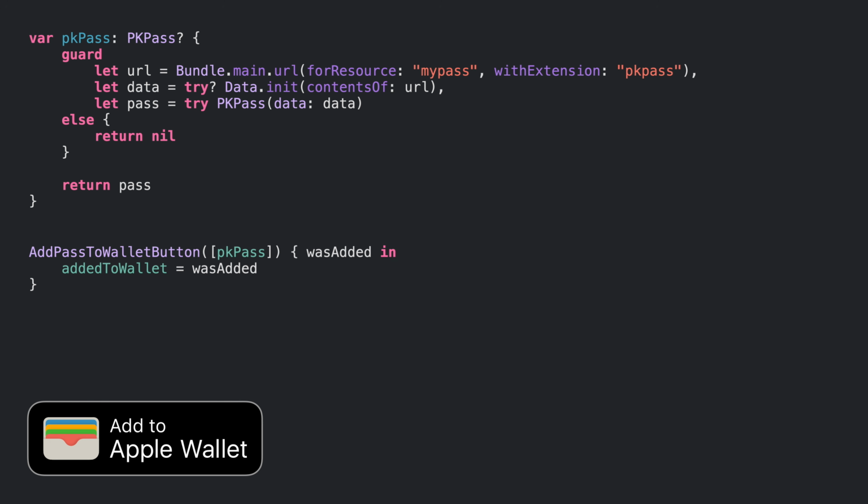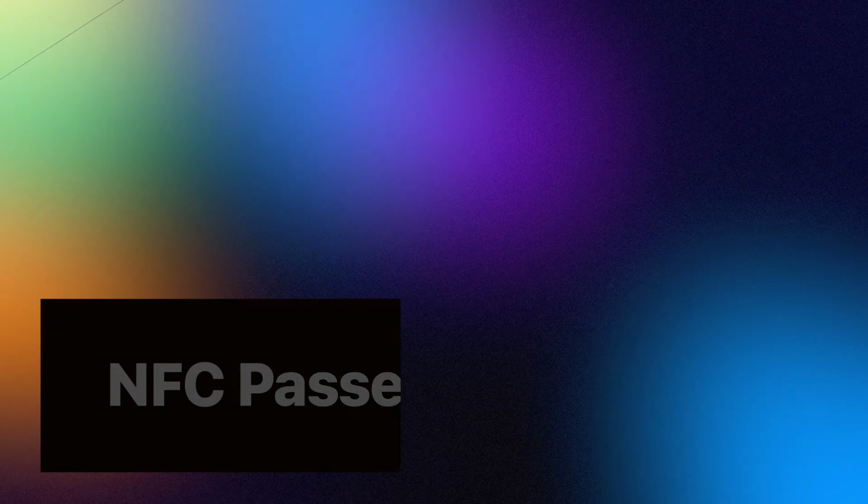In SwiftUI, it's particularly easy with the Add Pass to Wallet button, which accepts an array of passes and a closure to know if the user added the pass after pressing the button or not. NFC passes. Passes with a QR or barcodes are okay, but an NFC pass is better and more secure. The bad news, though, is that not everyone can make NFC passes on iOS.